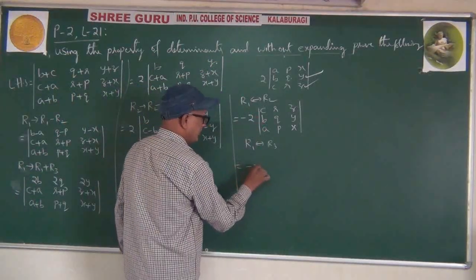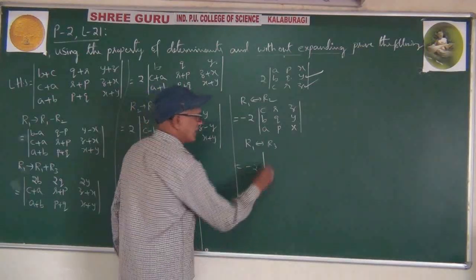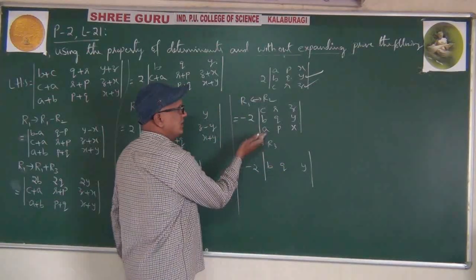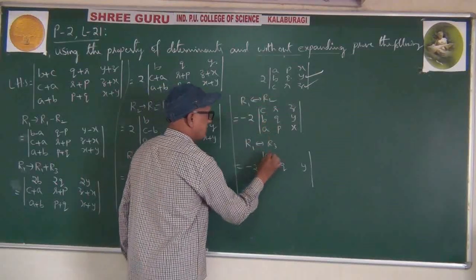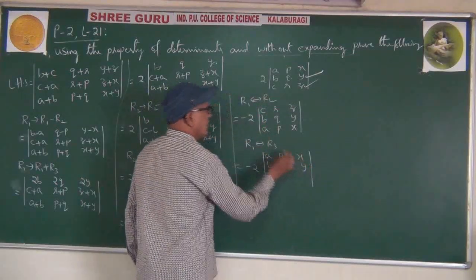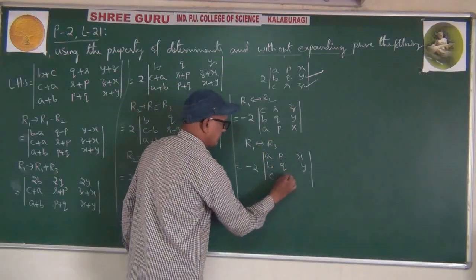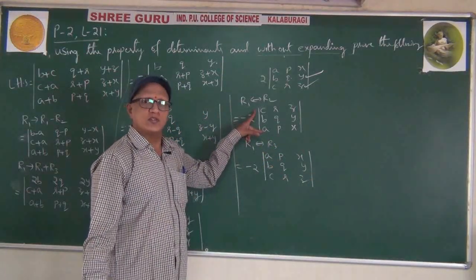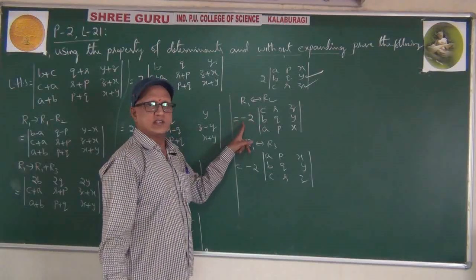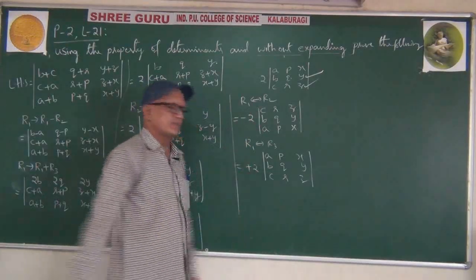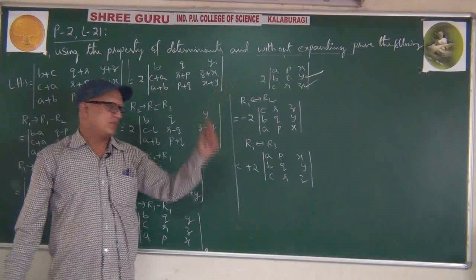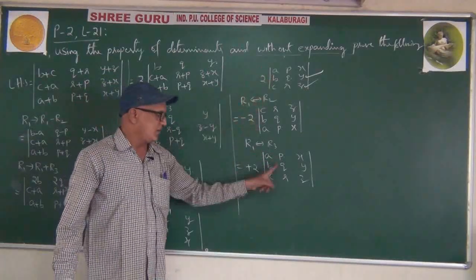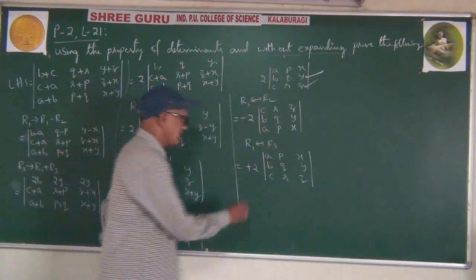Minus 2. R1, R3 we are changing. The second row will be as it is. R3 becomes the first row. R1 becomes the third. If you interchange any two rows, otherwise two columns, the sign changes. One more minus will come, that minus, this minus becomes plus. APX, BQY, CRZ, which is our RHS.